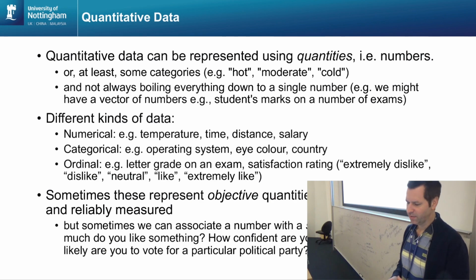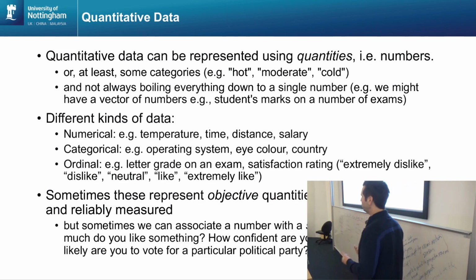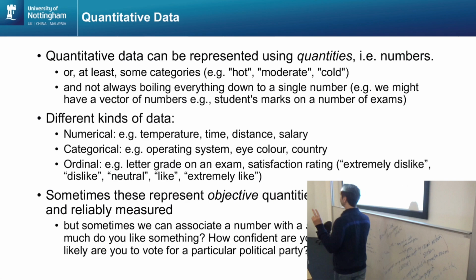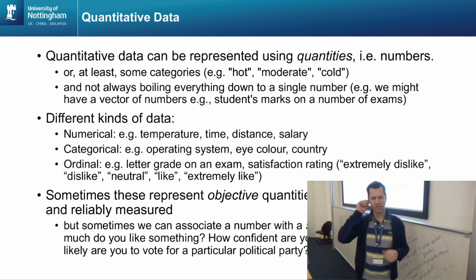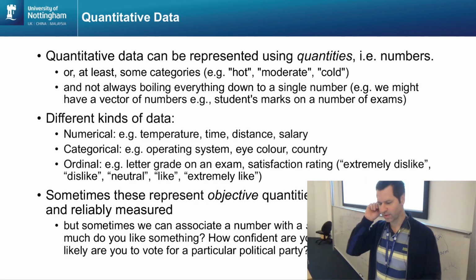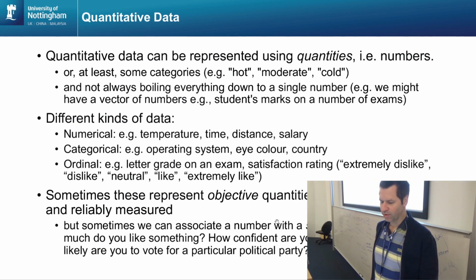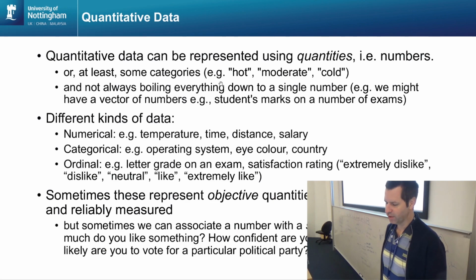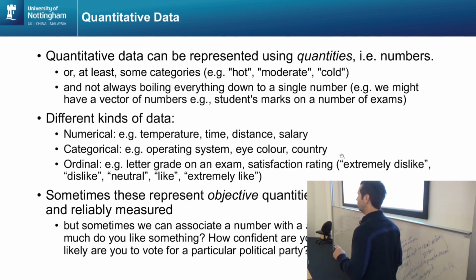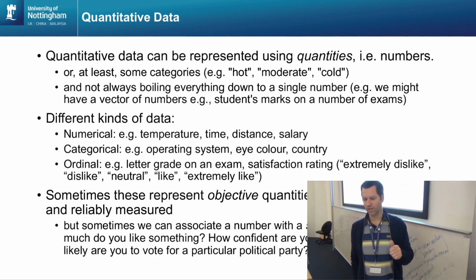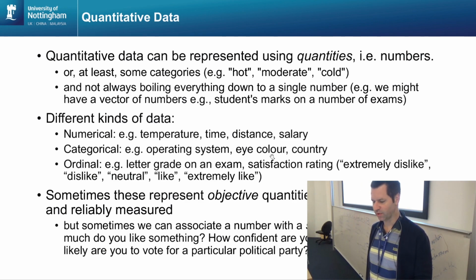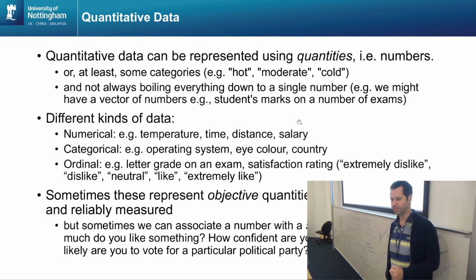So quantitative data can be expressed using quantities or numerical data, right? This is quantitative research, right? Based on numbers, right? Those numbers could also be expressed into categories, like strongly disagree, agree, strongly agree, right? Those are different categories, or like and dislike. So it's not always just a single number, like an average, for example.